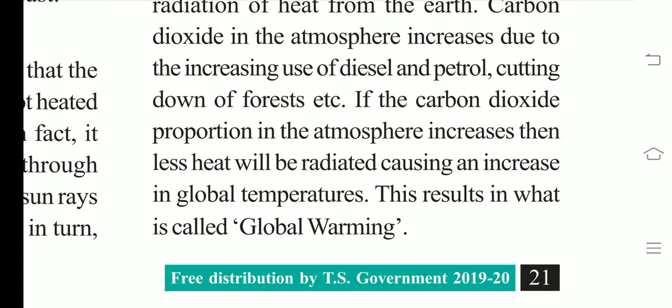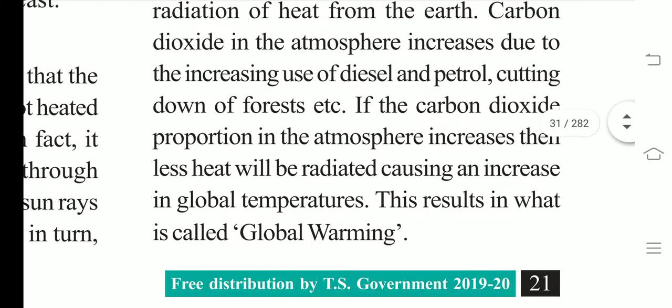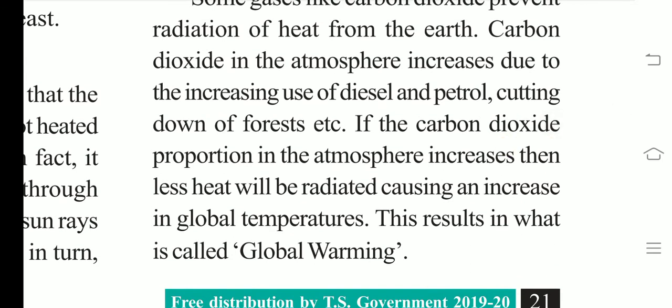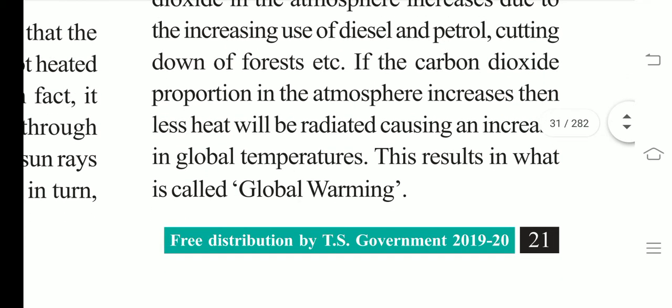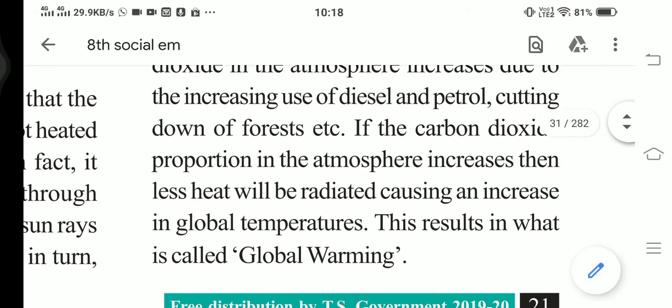So what is the reason for global warming? It is the increase in carbon dioxide, right? What happens if the carbon dioxide increases? Then the heat released by earth is not radiated into space, right? Much of the heat released by earth is prevented and stopped in the atmosphere only. So it leads to global warming, right?